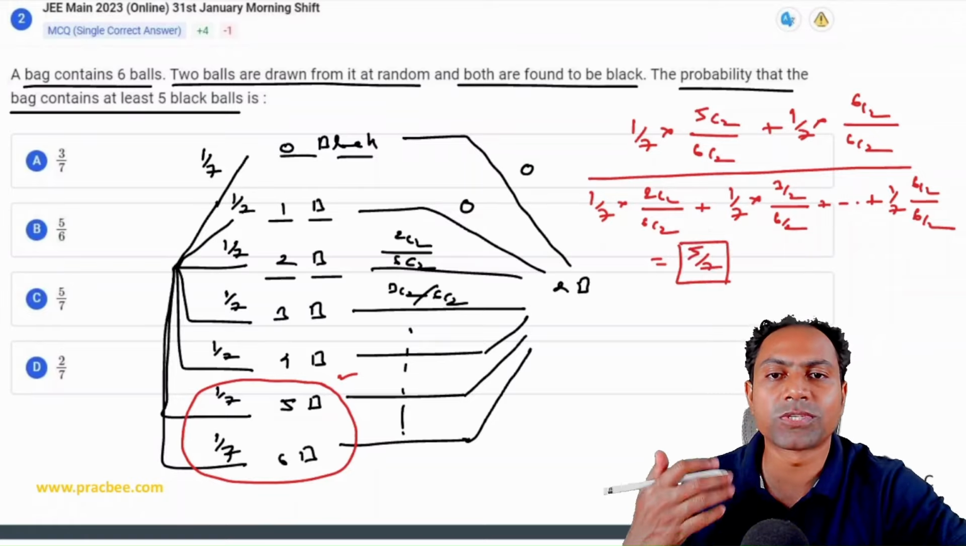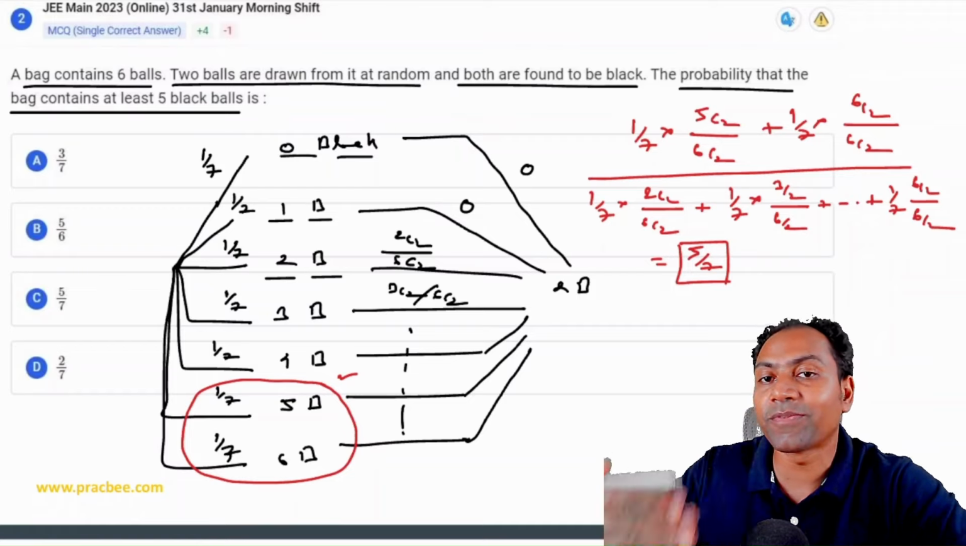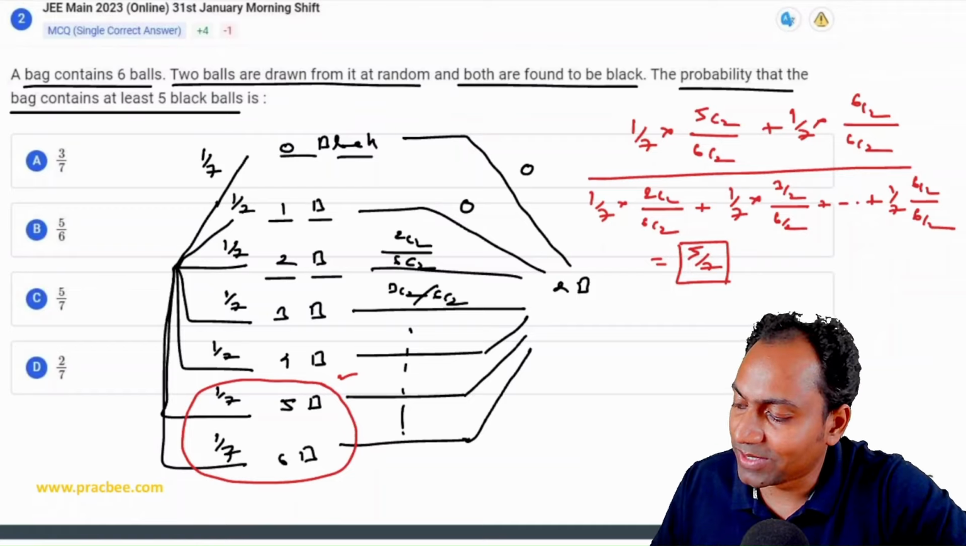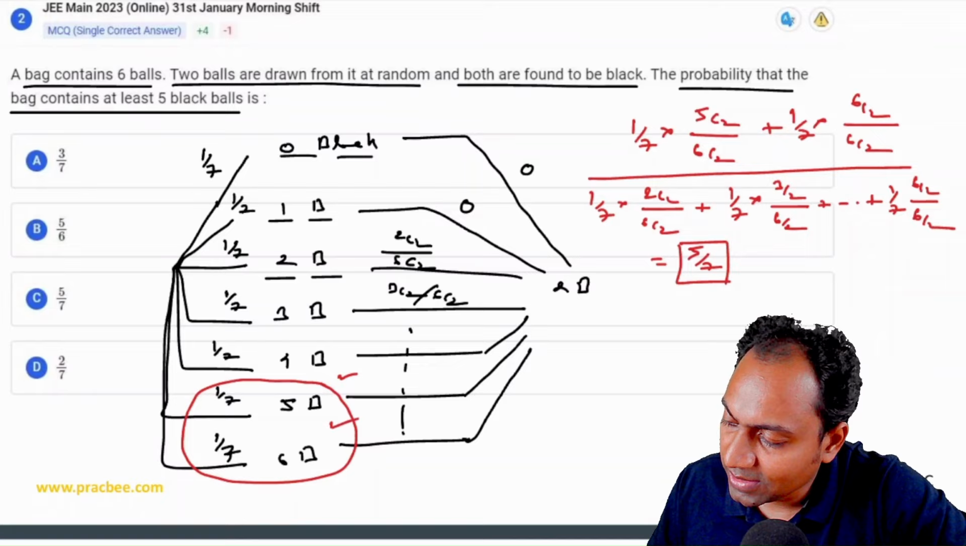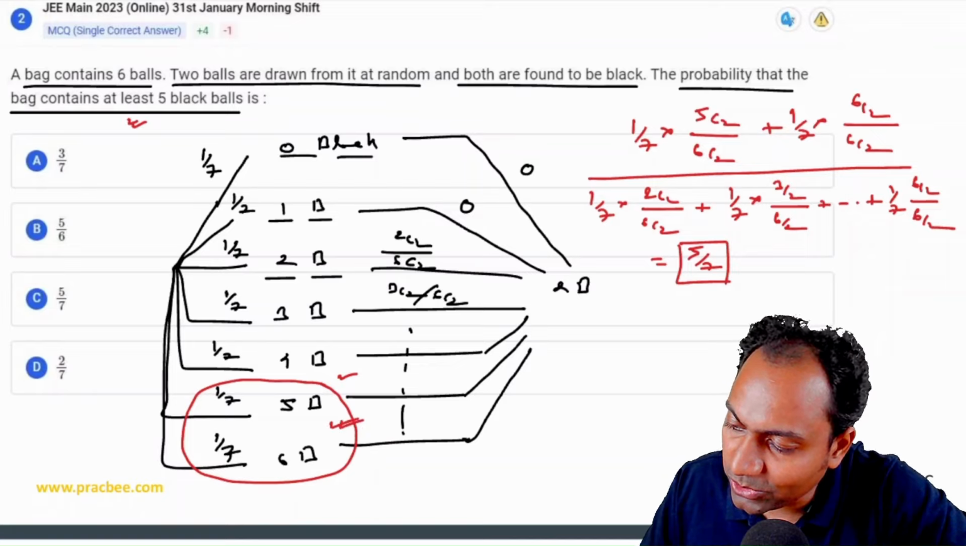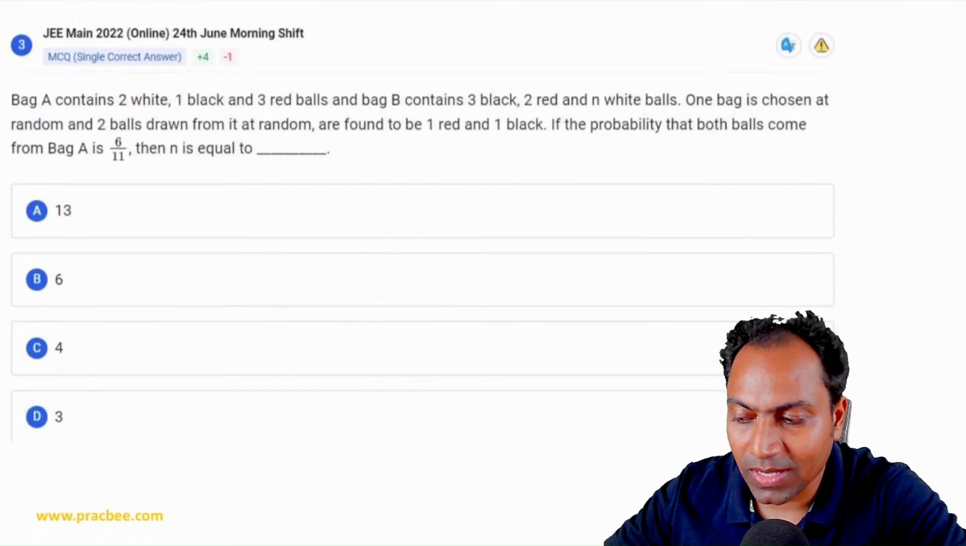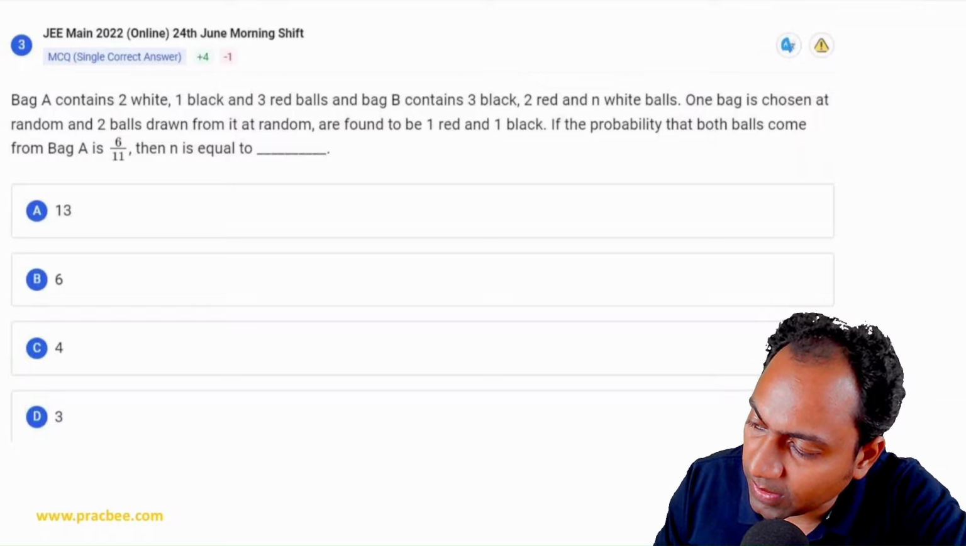So this is the question based on a little bit of modified Bayes theorem, and usually in Bayes theorem we consider one case, but here they put this "at least" constraint to include two cases. Again, a direct question based on Bayes theorem.